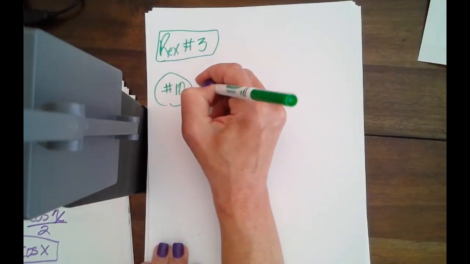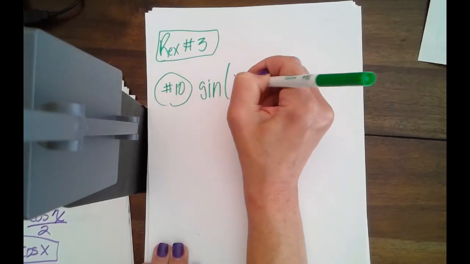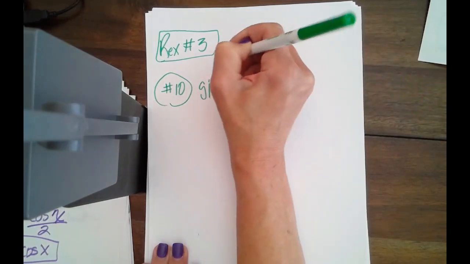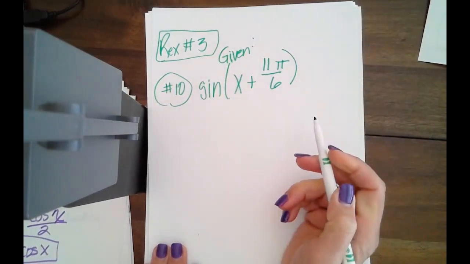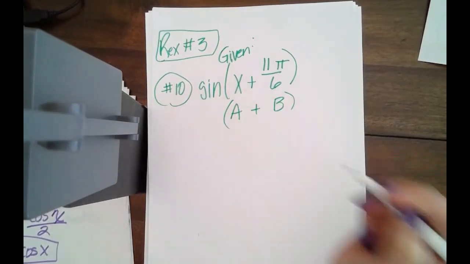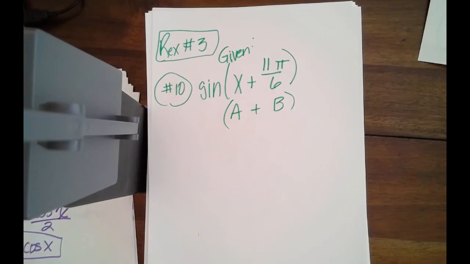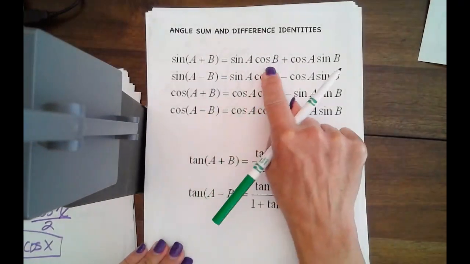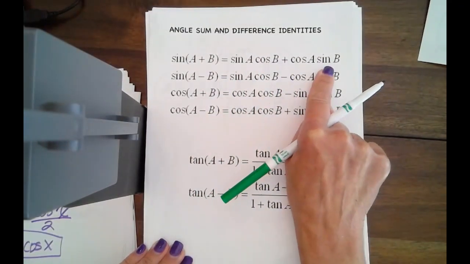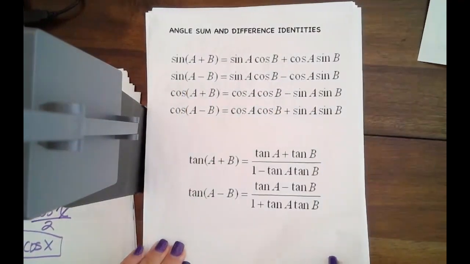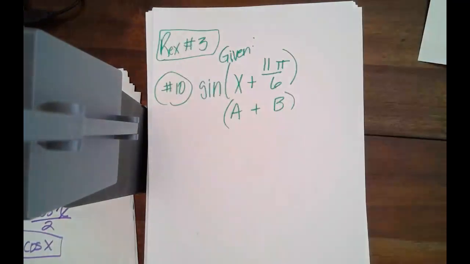Well, we have sine of x plus 11 pi over 6. So this is given. Okay, so you recognize here, all right, I've got alpha plus beta. So you go to your handy dandy formula sheet, and your handy dandy formula sheet tells you that sine of alpha plus beta is equal to sine alpha cosine beta plus cosine alpha sine beta. Okay, notice the sign and the sine stay the same. Okay, so now we're going to do sine alpha cosine beta plus cosine alpha sine beta.